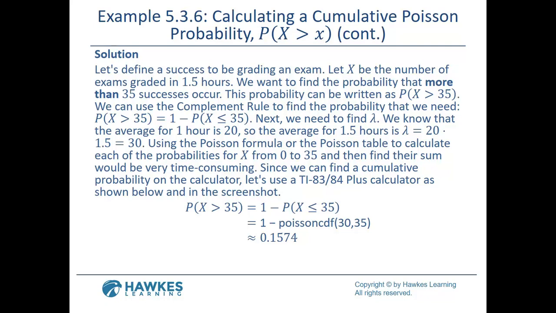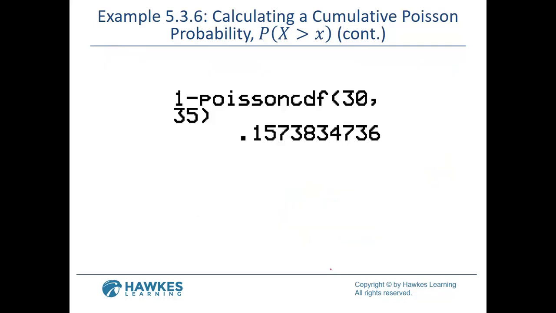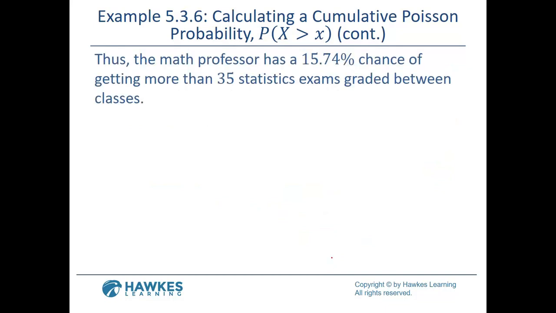But again, it's very time consuming to do those, whereas we can just use the calculator to help us out. And basically, we're just going to do 1 minus the probability that x is less than or equal to 35. And I'll show you on a screenshot what that is. It's 1 minus Poisson CDF, putting in 30, because remember, this is that lambda, comma, x. Okay, and we got 0.1574, which is what it should look like in the calculator. So basically what this tells me is that the math professor has a 15.75% chance of getting more than 35 statistics exams graded between her classes.